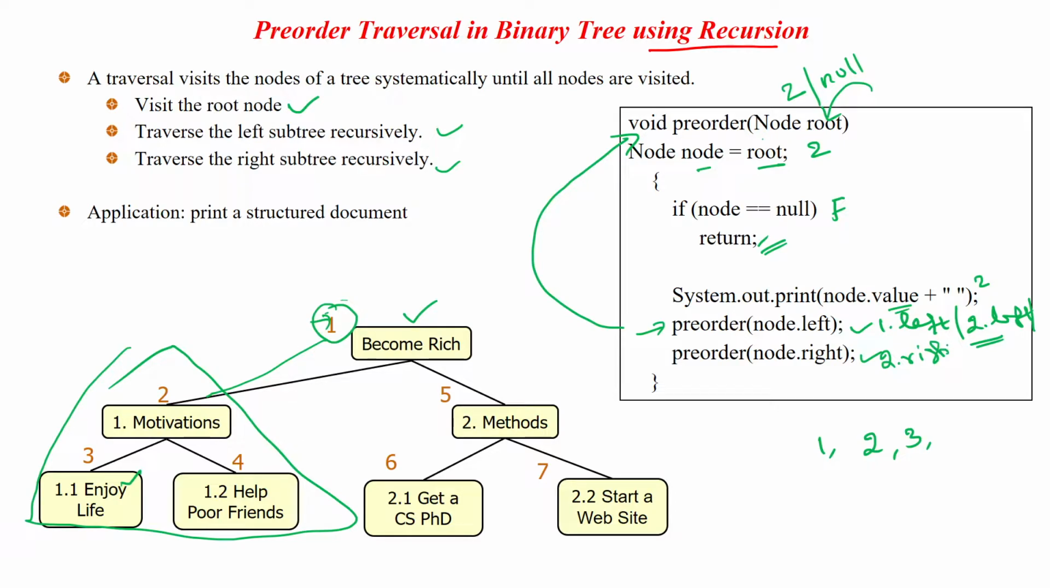Then next step, 2 dot right. For 2 dot right we have to call the same function. 2 dot right is here 4, so 4 is passed, and then 4 will be printed. So it will keep on going. Now we will see a small example.